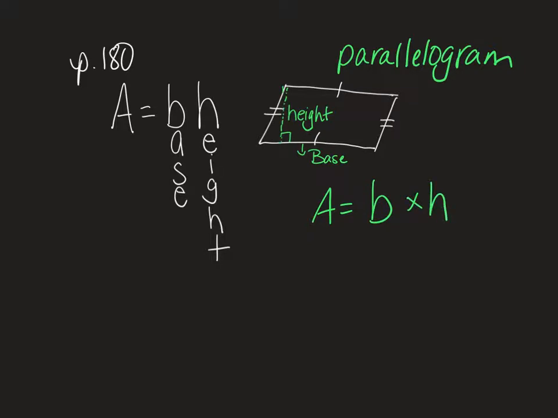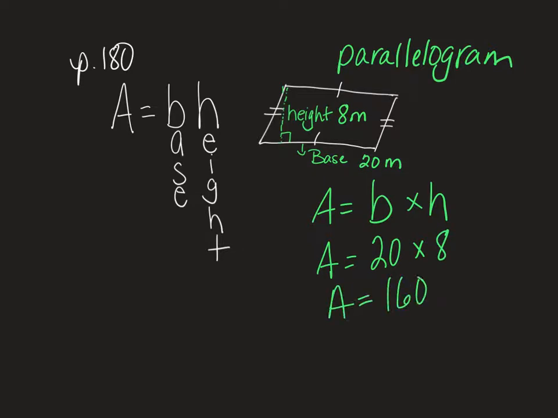Okay? So, for example, let's say that this parallelogram was 20 meters and the height was 8 meters. All right? So, area equals, what is our base? 20. What is our height? 8. Area equals 20 times 8 is 160, and it's meters squared. Okay?